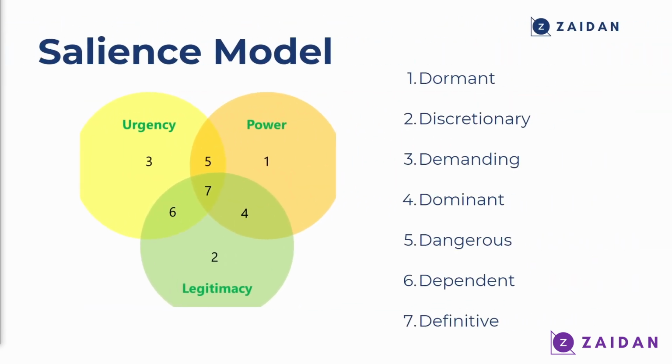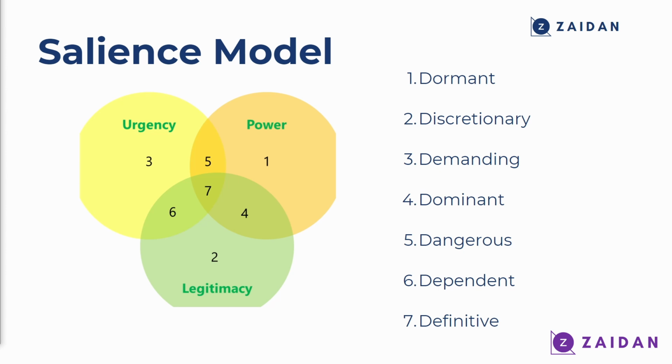Now, the salience model is another tool, and in this case we use 3 attributes to analyze each and every stakeholder: power, urgency and legitimacy. Power is the level of influence the stakeholder has on the project. Urgency is the urgency the stakeholder has with the project outcome. And finally, legitimacy is the level of relevance and appropriateness the stakeholder has to the project.